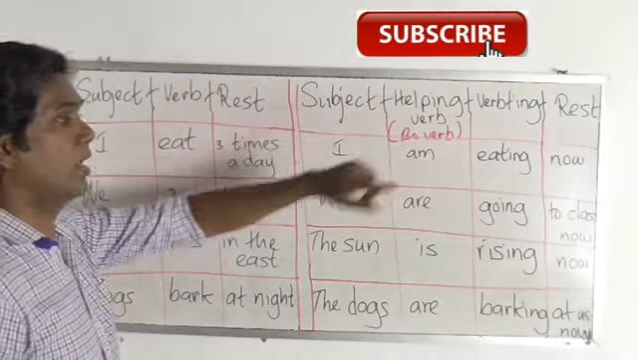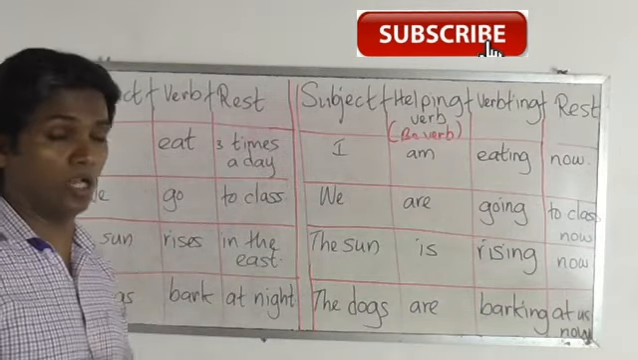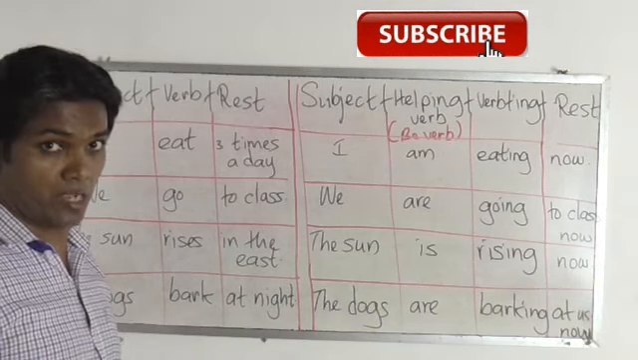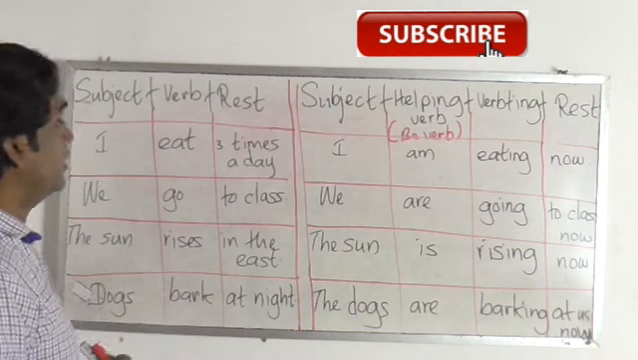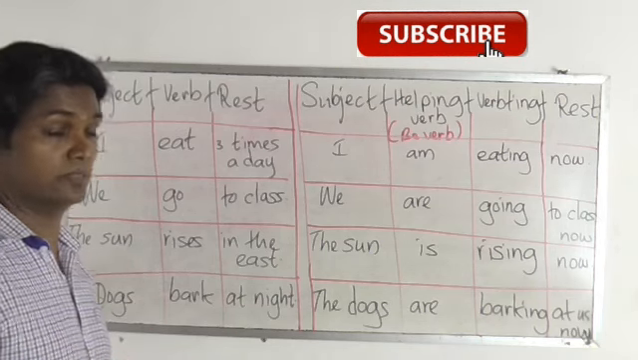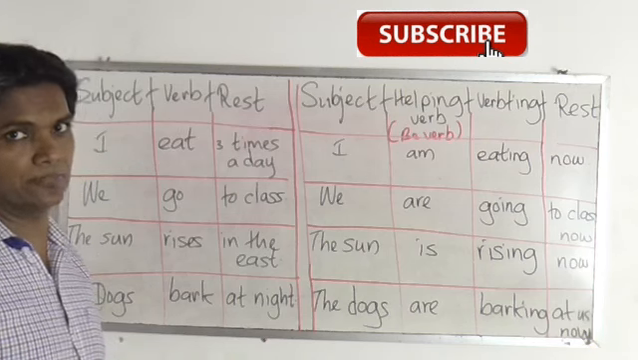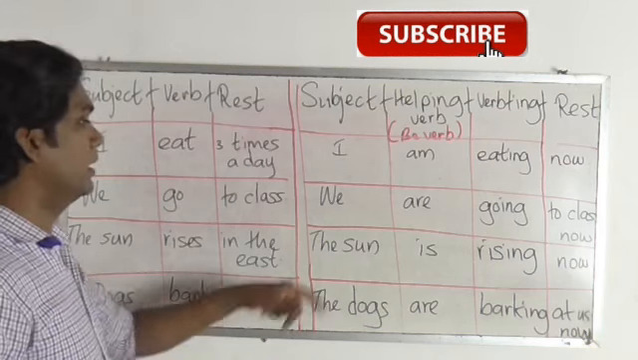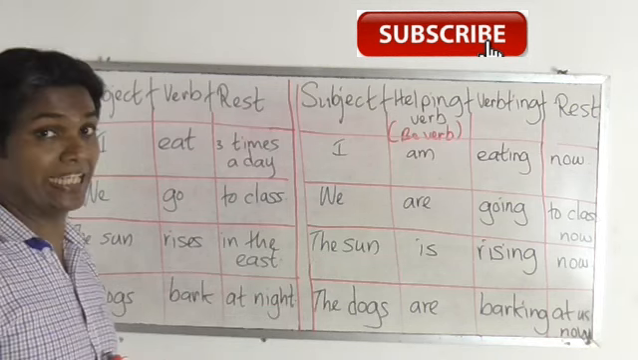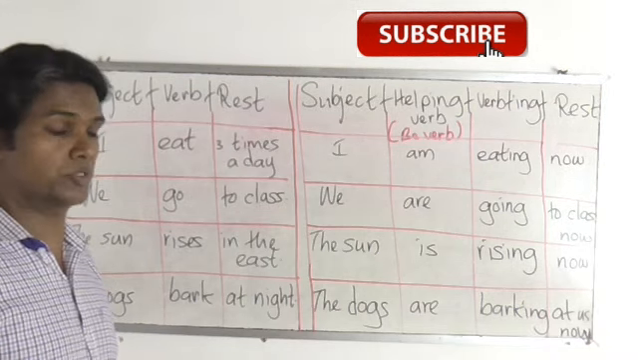So here again are the examples. I'm eating now, happening now. I eat 3 times a day, not now, as a habit. We are going to class now. We go to class 2 times a week, 3 times a week, once in 2 weeks, not now, as a habit, as a general action. The sun is rising now. The sun rises in the east every morning, not now, as a general truth.